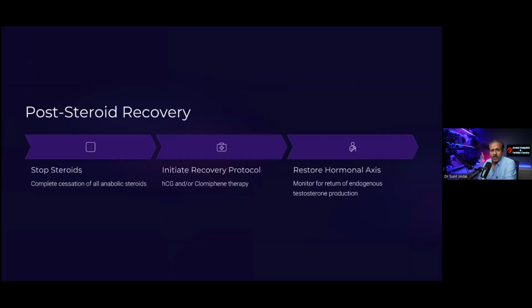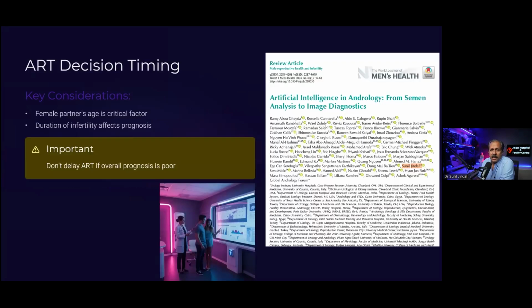Now, post-steroid recovery. I get a lot of patients who come from gyms. Just stop all steroids. You may need to give some things like clomiphene or hCG. That depends on how the patient is. You basically need to bring them back to where they belong. Now, ART decision timing is most important. Whenever you see male infertility, you have to be very, very cautious about the age of the woman and plan everything accordingly.